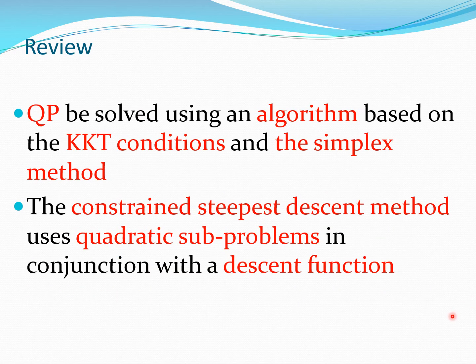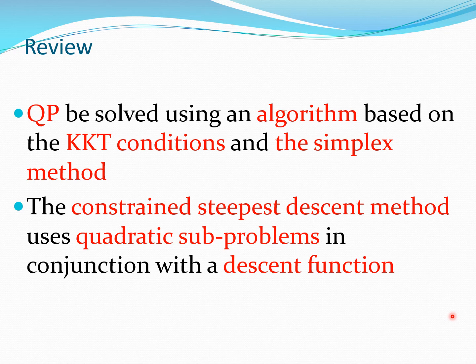Now we saw that the QP problem can be solved using a method which is based on the KKT conditions. Recall the KKT conditions can be used by forming the Lagrangian using the cost function and the constraints, the Lagrange multipliers and so on. And then we can use the simplex method to actually solve the QP problem.